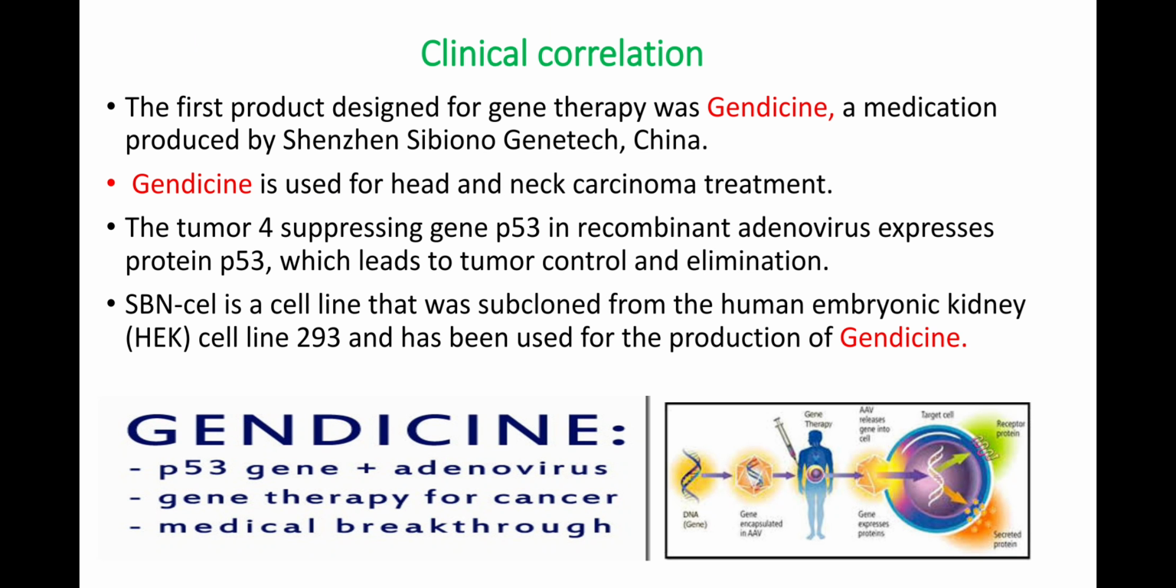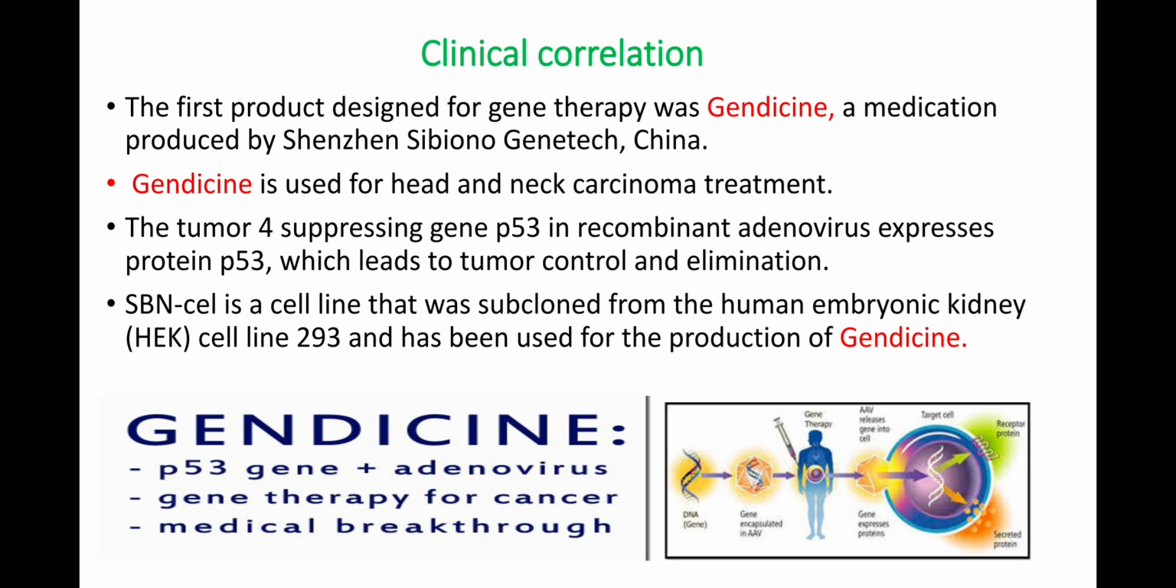The one point is Gendicin. It's a medication produced by the Shenzhen SiBiono GeneTech scientists in China. The first product designed by gene therapy, also called Gendicin. Gendicin is used for gene therapy of cancer, that is head and neck carcinoma treatment.